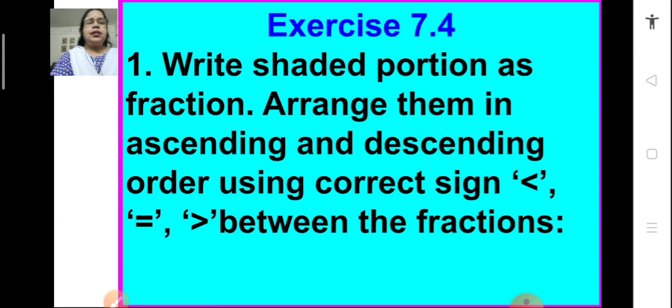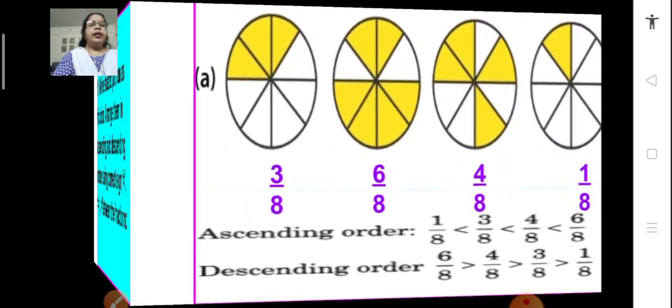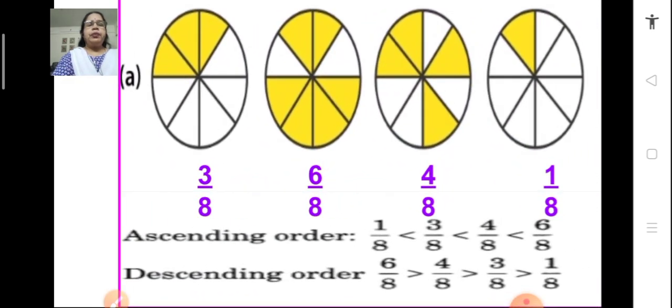Now let's start exercise 7.4. What is the first problem? Write the shaded portion as a fraction and arrange them in ascending and descending order using the greater than sign, less than sign or is equal to sign between the fractions. So we have a pictorial representation of fractions. We have to write the fractions first.